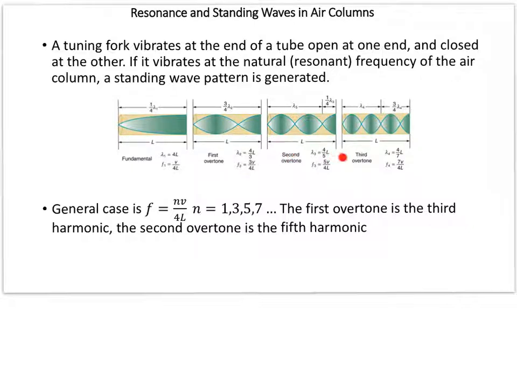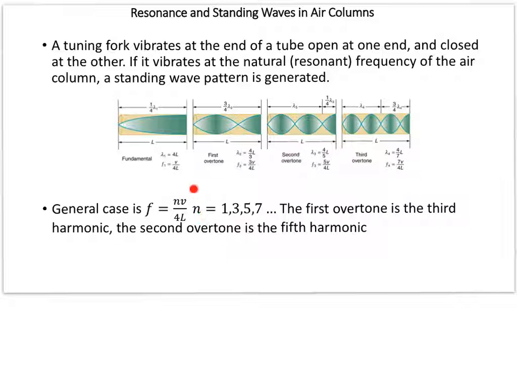And so plugging that into this equation, we have frequency is equal to 5v divided by 4L. And then here's the next possible configuration right here. And in this case, the frequency is equal to 7v over 4L. Okay, you'll notice that this configuration here is fundamental. This one is the first overtone, which is also called the third harmonic, as you'll see why in a second. This is the second overtone, and it's the fifth harmonic. This is the third overtone, and it's the seventh harmonic.